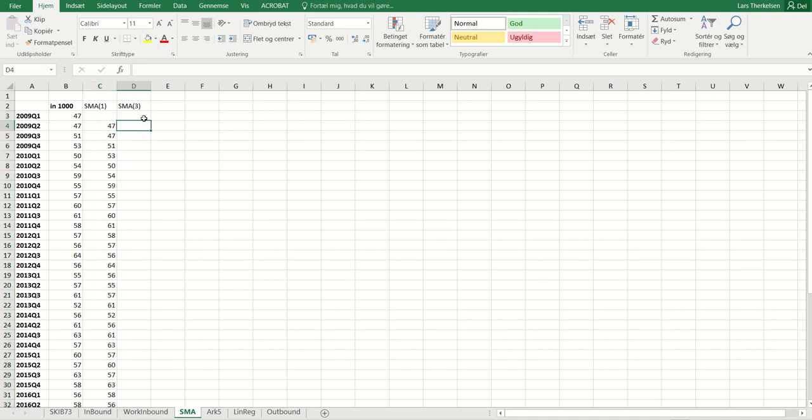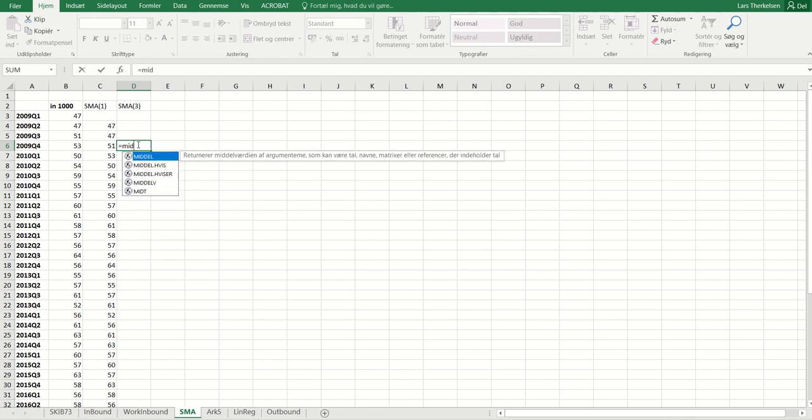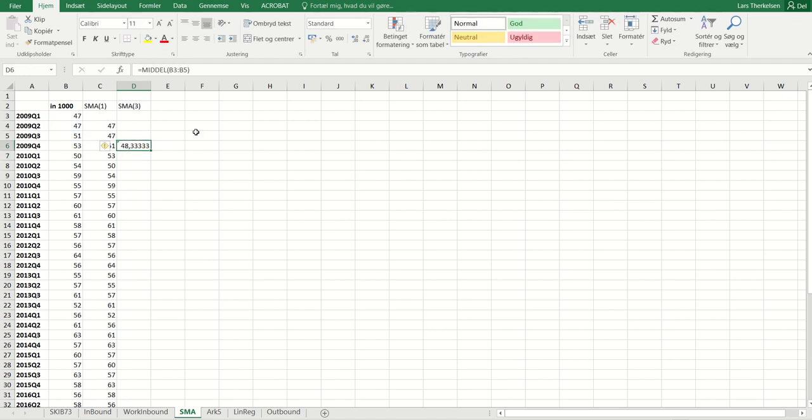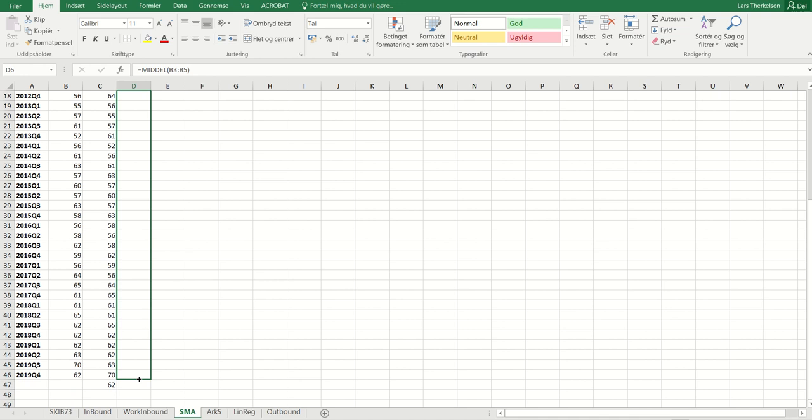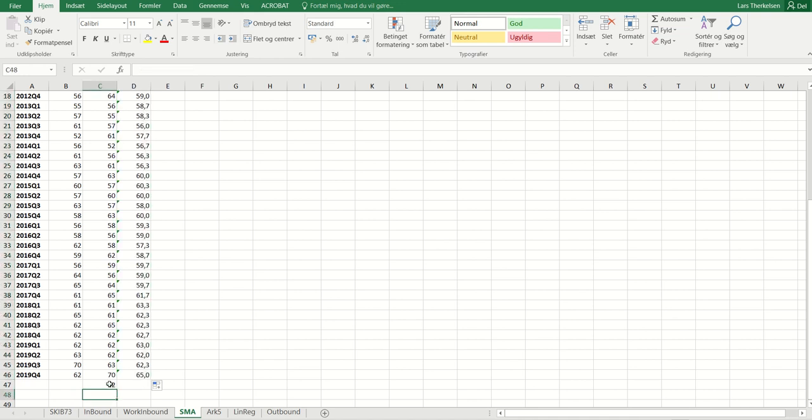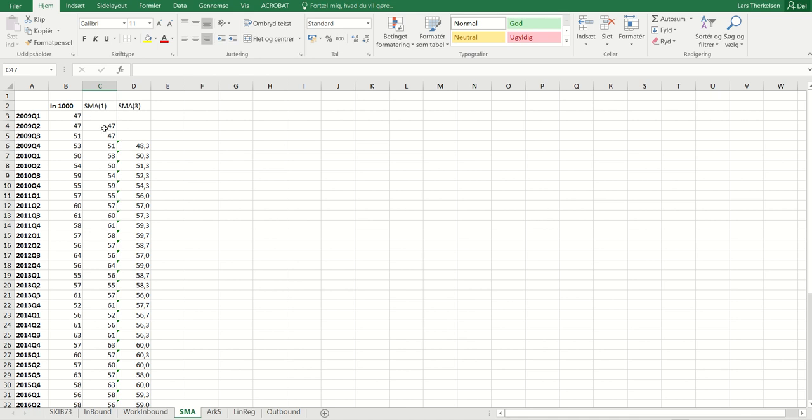Simple moving average 3 is where we want 3 items here. So we're going to take the average of the 3 previous observations. We're going to make a few in here, and we're just going to copy this one all the way down. So it's basically just the average of the 3 previous observations. So we have a moving average 1 and a simple moving average 3.